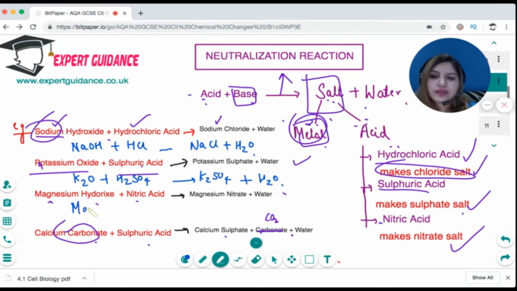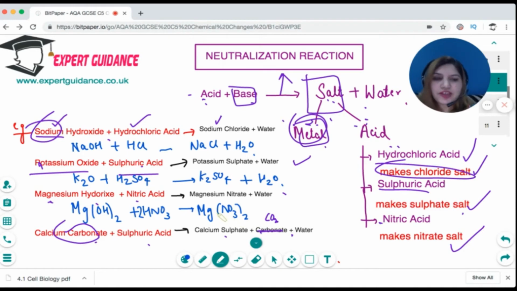Magnesium hydroxide formula is Mg(OH)2 plus nitric acid, HNO3. It forms magnesium nitrate, which is Mg(NO3)2. Why? Because nitrate has a charge of 1 minus, magnesium has a charge of 2 plus. So when we crisscross, we get Mg(NO3)2 plus 2 water molecules.